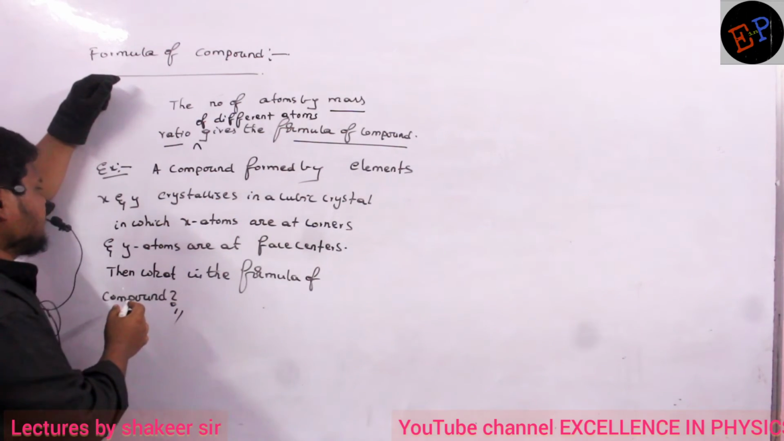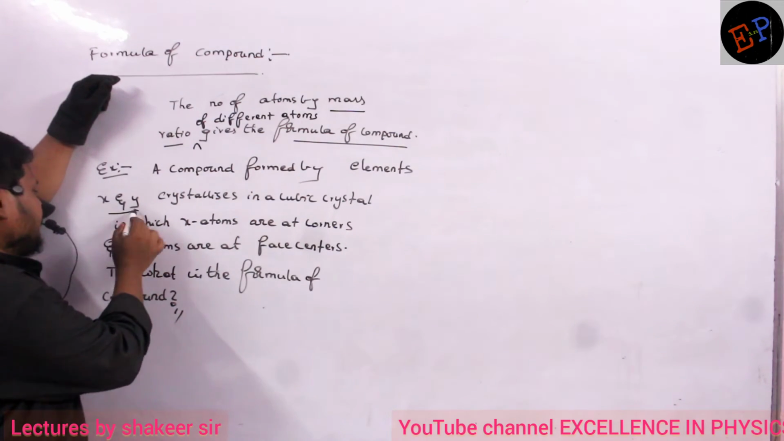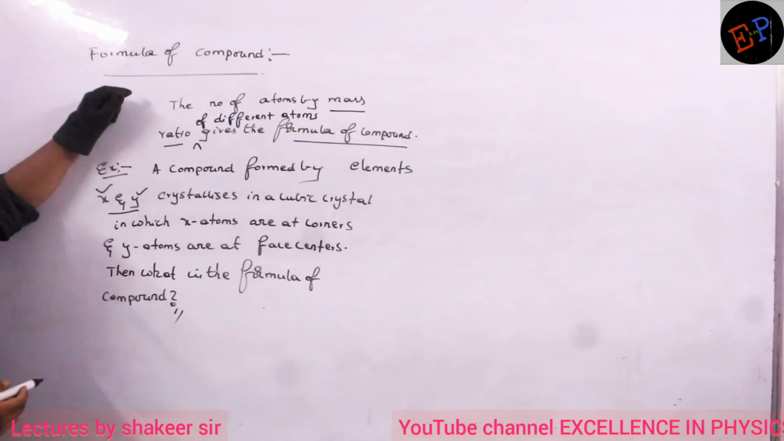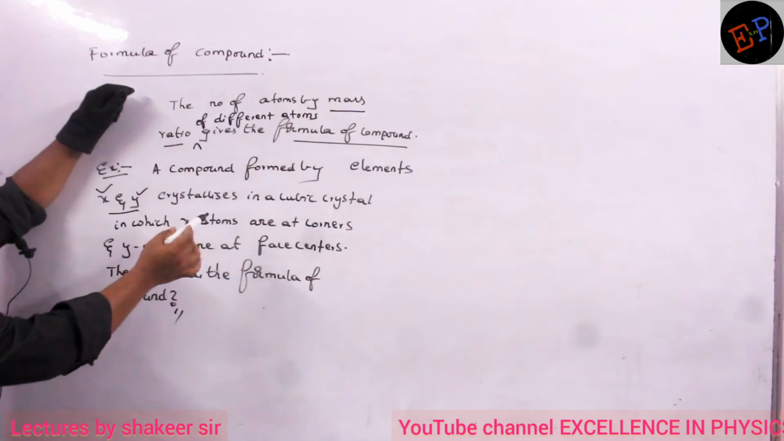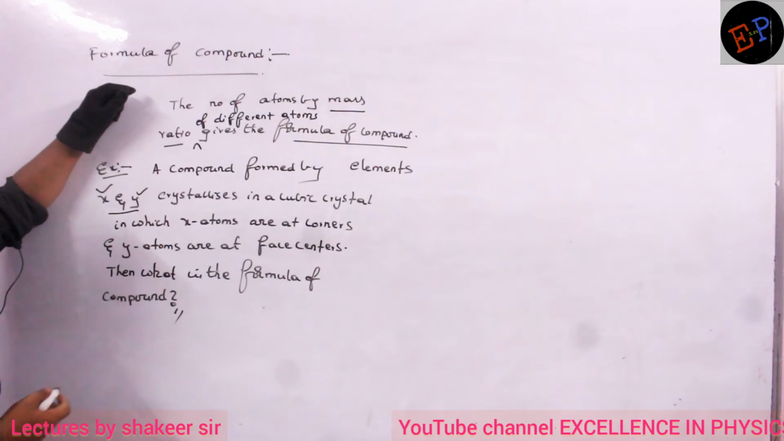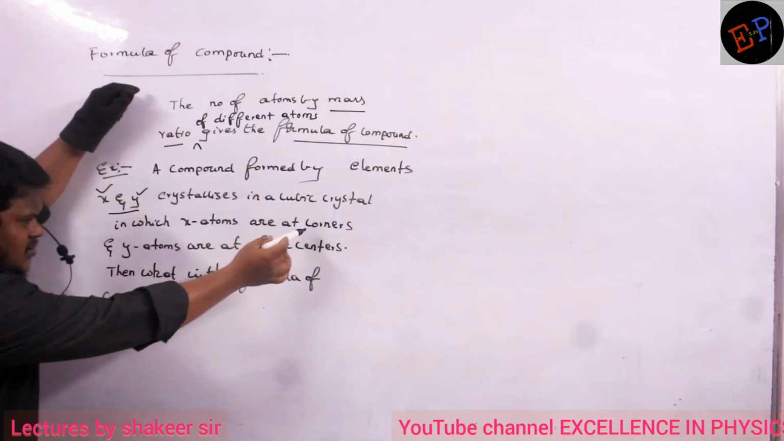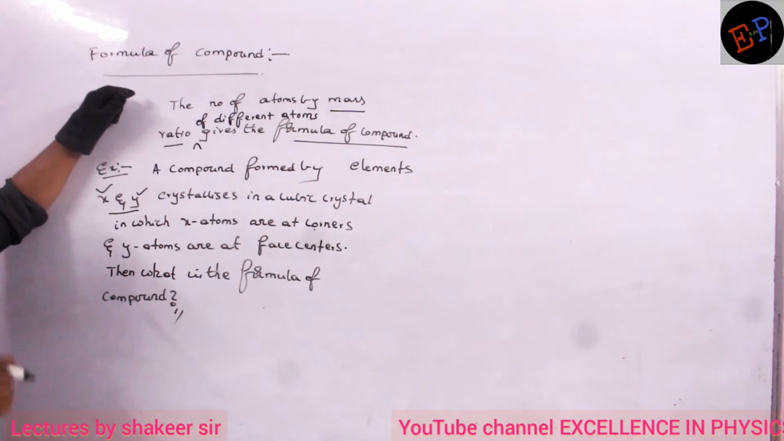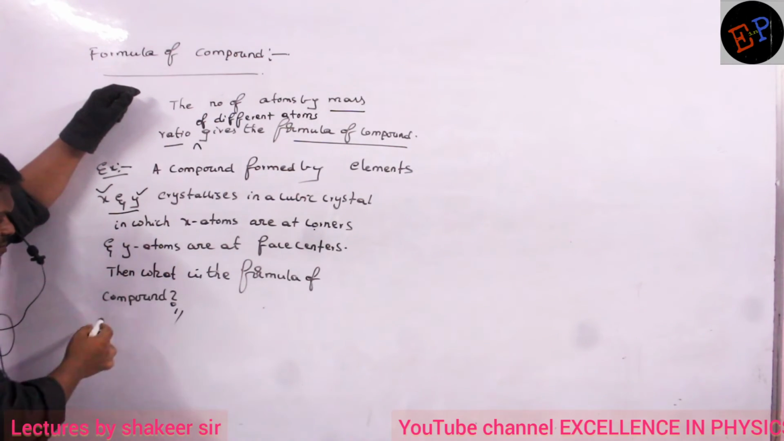A compound is formed by elements X and Y. It means X is one element, Y is another element. It crystallizes in a cubic crystal in which X atoms are present at corners and Y atoms are present at the face centers. So, what is the formula of the compound?